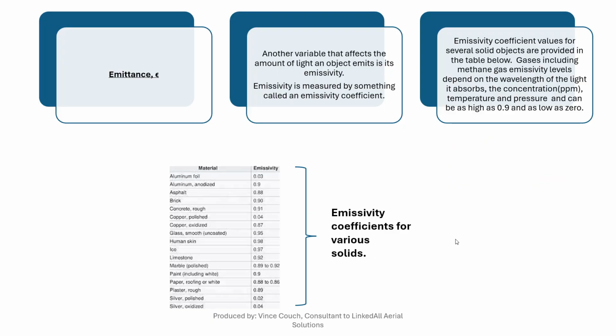Another variable that affects the amount of light an object emits is its emissivity. Emissivity is measured by something called an emissivity coefficient. And here are several of them. Aluminum foil, 0.03. If it's highly reflective, like aluminum foil, its emissivity will be very low. Anodized aluminum, so that's a different kind of aluminum, has very high emissivity. Human skin's 0.98.